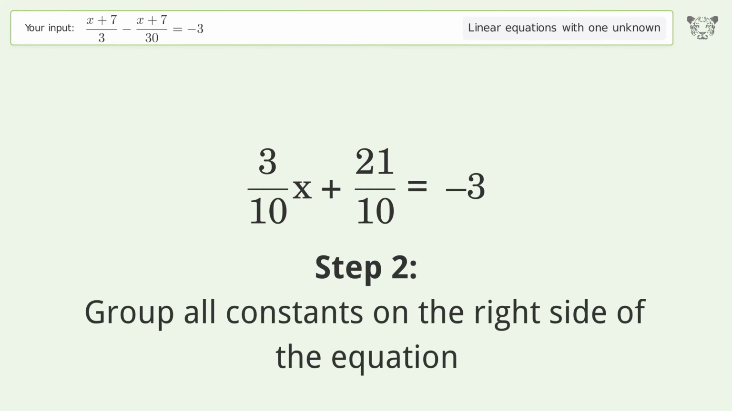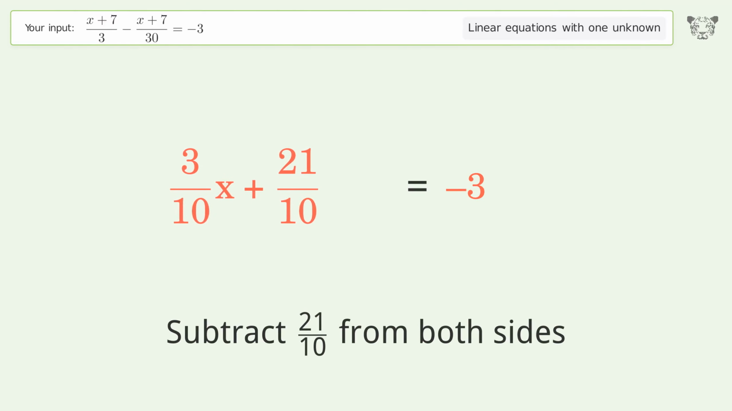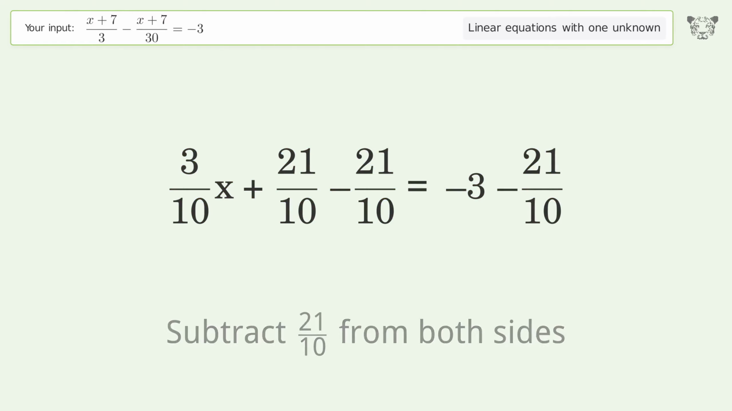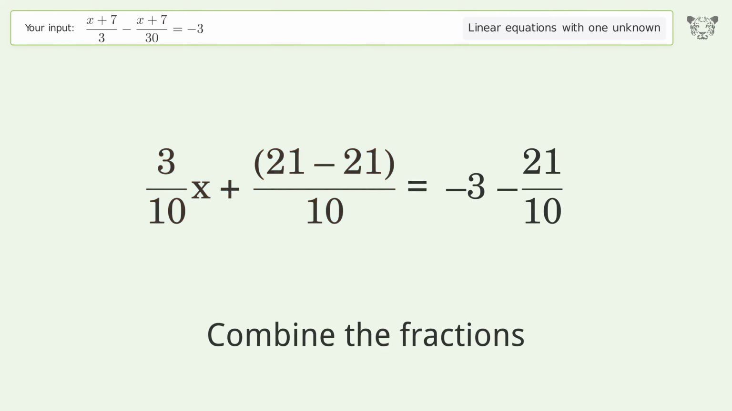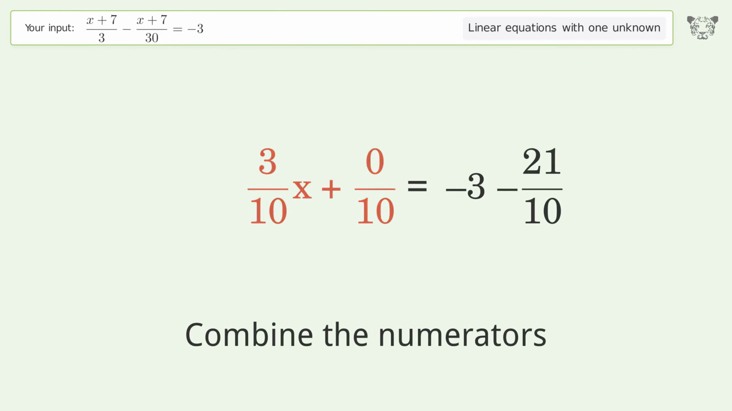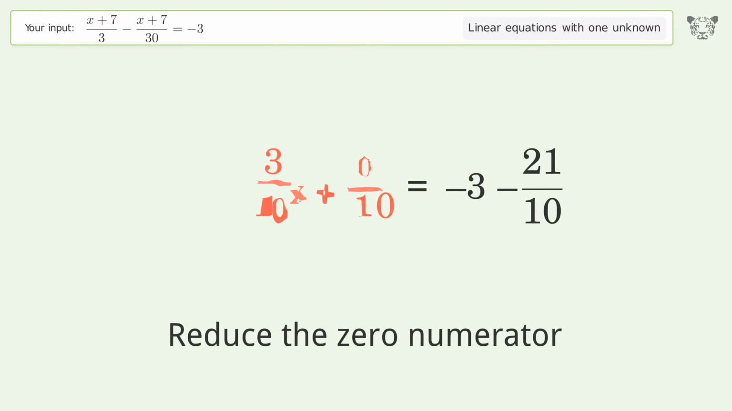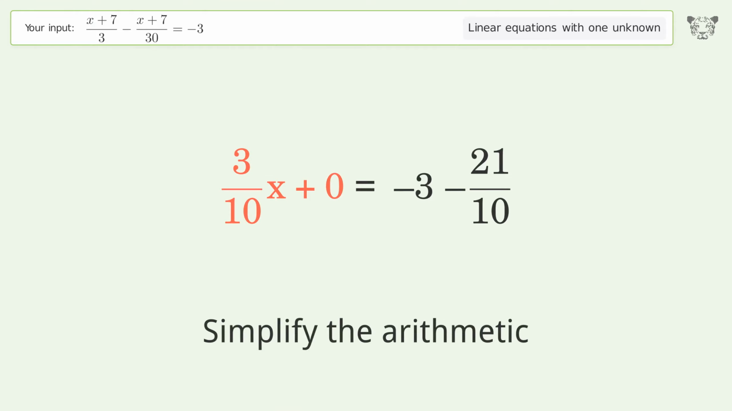Group all constants on the right side of the equation. Subtract 21/10 from both sides. Combine the fractions. Combine the numerators. Reduce the zero numerator. Simplify the arithmetic.